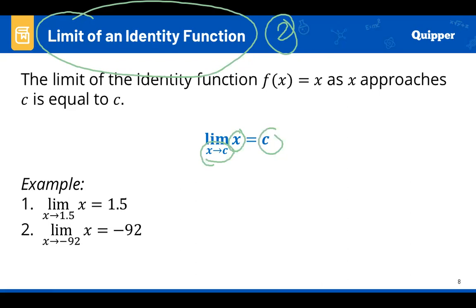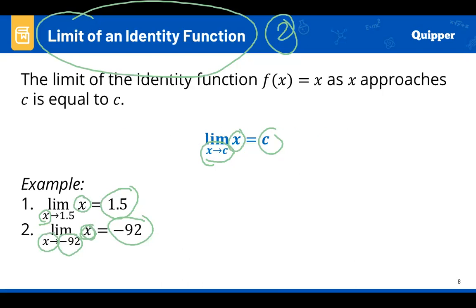For example, the limit of x as x approaches 1.5: just change x into 1.5 and that will be the answer. The limit of x as x is approaching negative 92: just substitute the x, so it becomes negative 92. Okay, that's number 2. Again, for the limit of a constant, whatever is in k, just copy the k. That will be the answer. For the limit of an identity, whatever x is approaching, just copy that and that will be the answer.